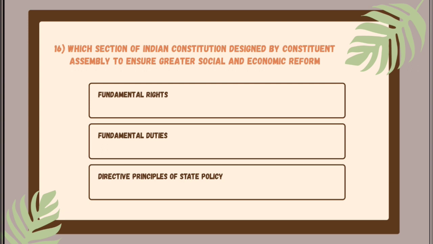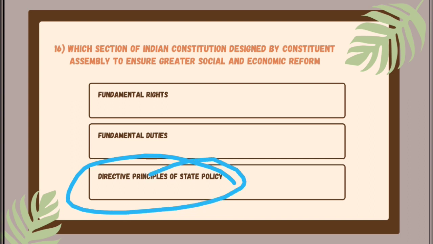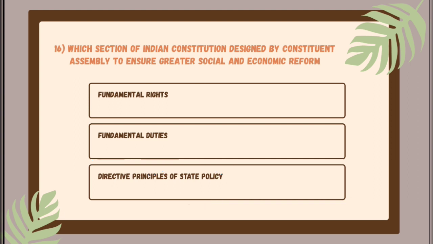And the correct answer for question number 16 is the section Directive Principles of State Policy, designed by the Constituent Assembly to ensure greater social and economic reform. Okay, next question, question number 17.